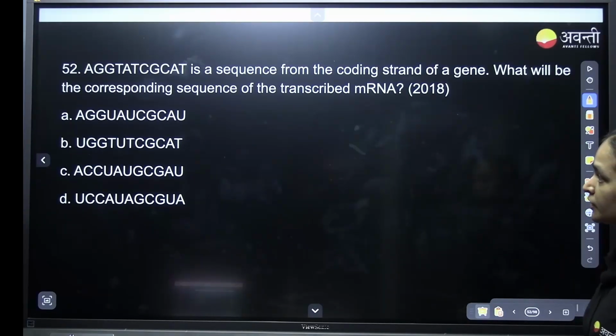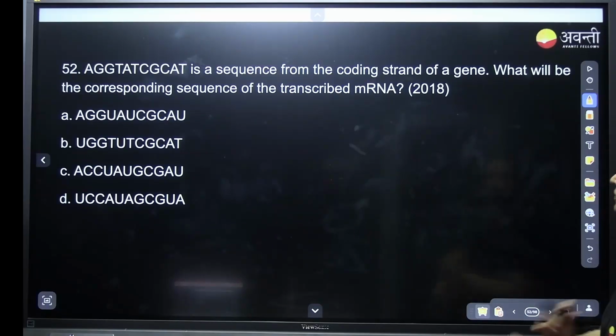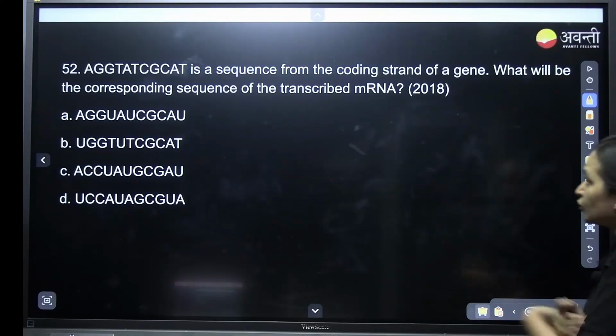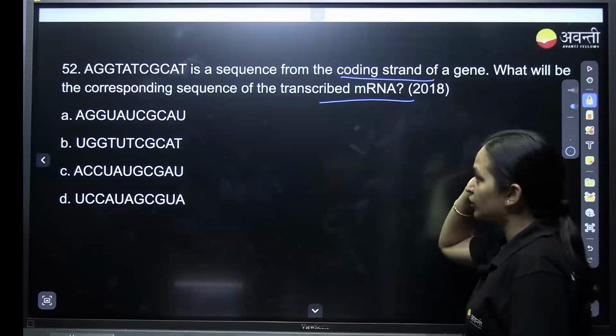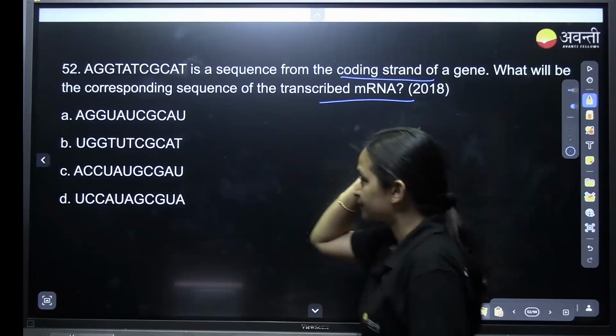Okay. Here is a sequence from the coding strand of a gene. What will be the corresponding sequence of the transcribed mRNA? कोडिंग स्ट्रैंड दिया है, transcribed mRNA same to same होगा, T के जगह U होगा, बता दो.